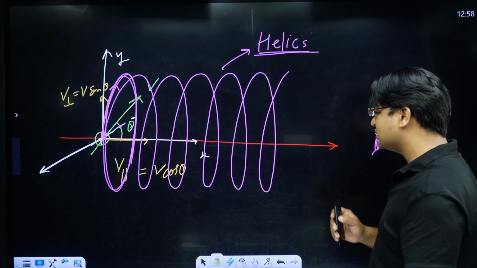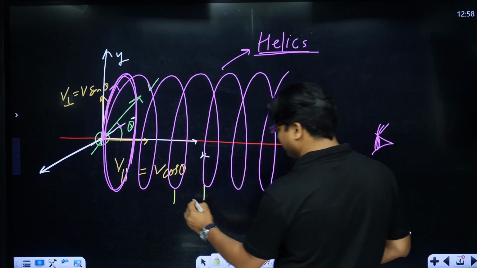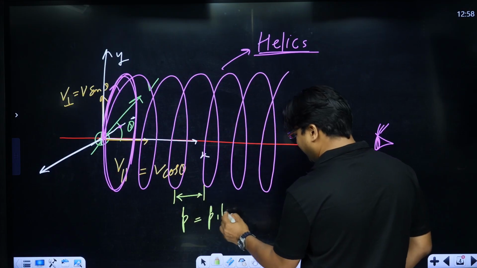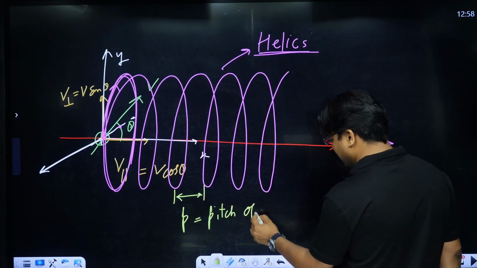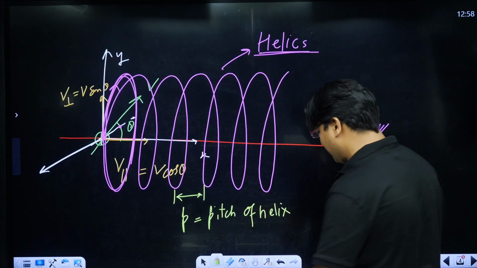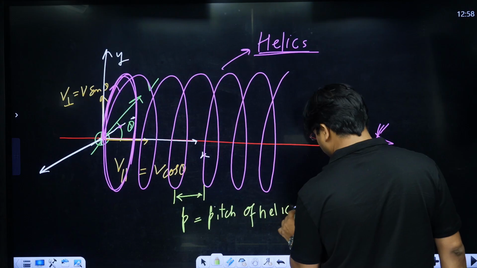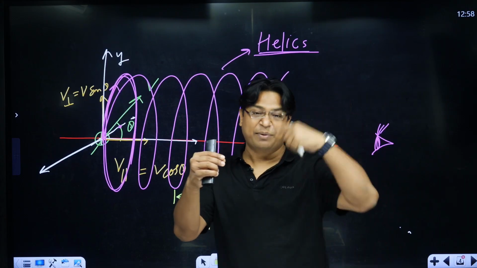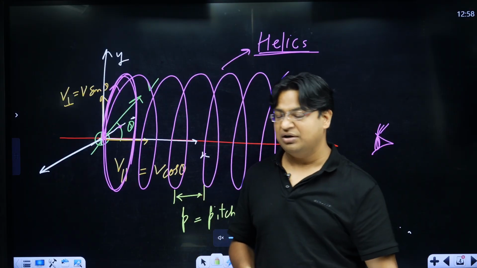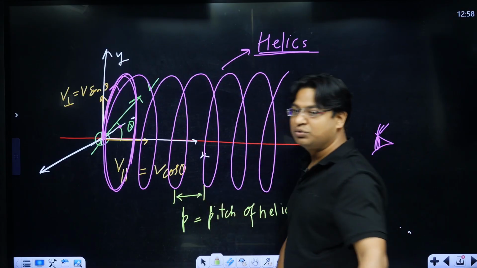Now there is another very important thing regarding a helix, and that is the distance between two consecutive threads. This is called the pitch of the helix. You may have heard this term before, pitch of helix. The word pitch is used when we talk about a screw. In a screw also the threads are in the shape of a spring, like a helix, and pitch is the distance between two consecutive threads.